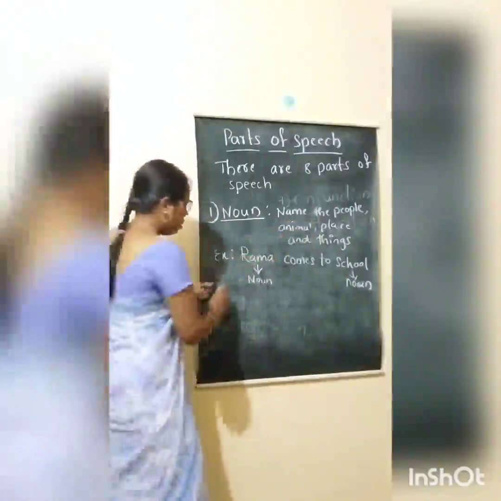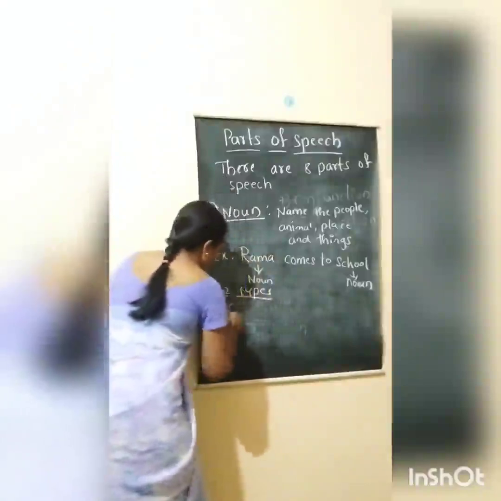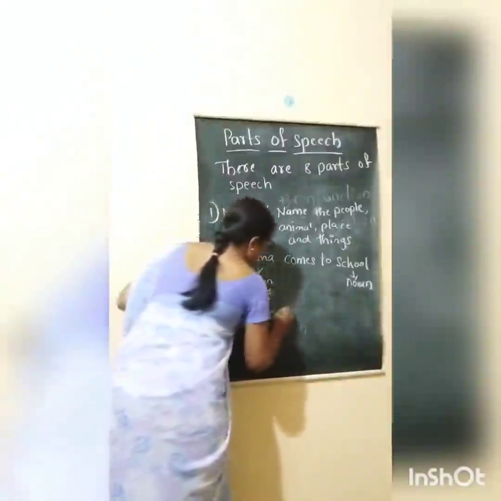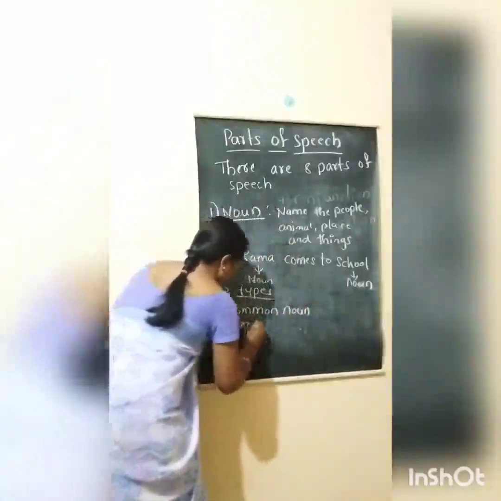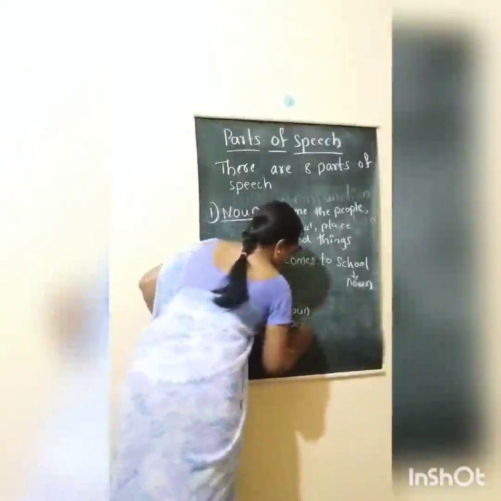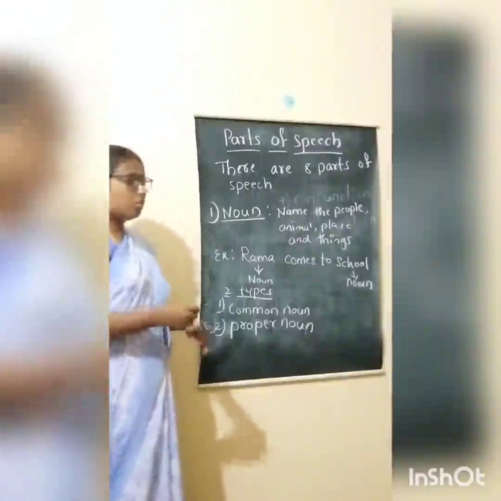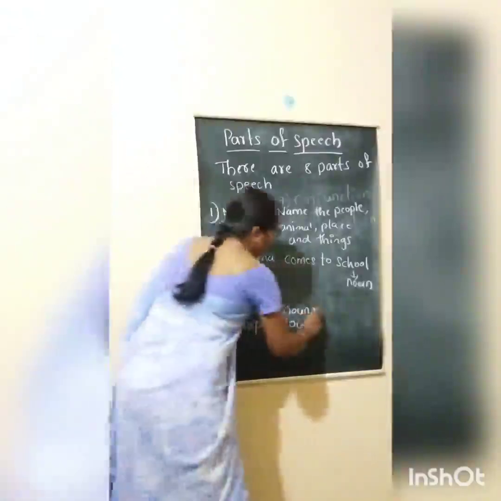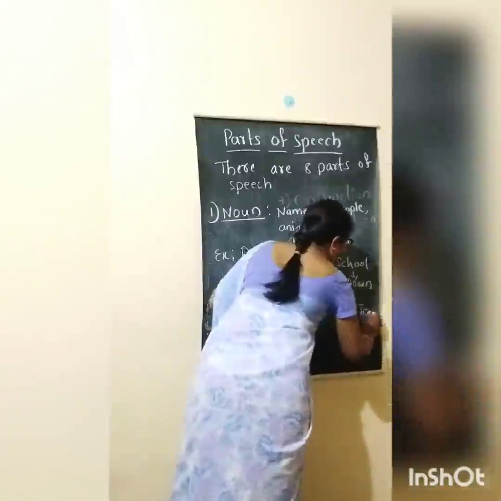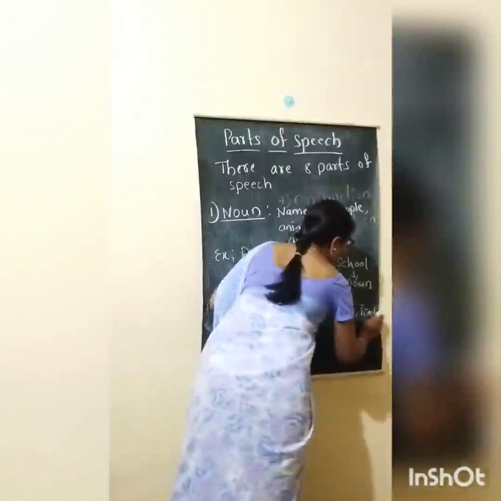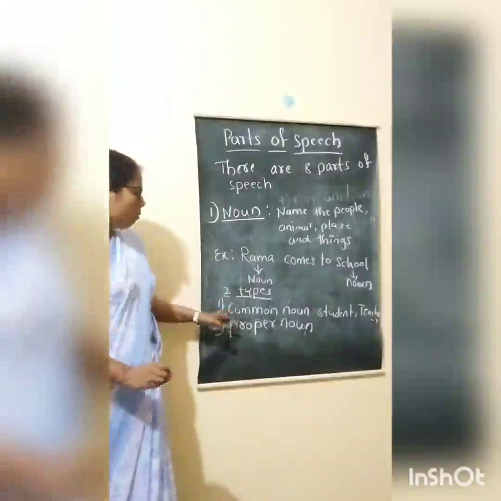Again in the noun there are two types of noun. First one is common noun and the second one is proper noun. Common noun is a generic noun. For example, student, teacher, these are all common nouns.